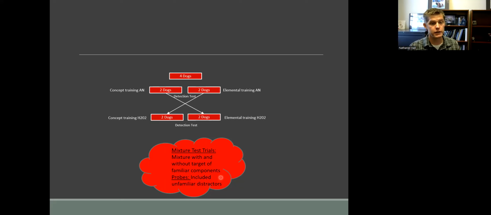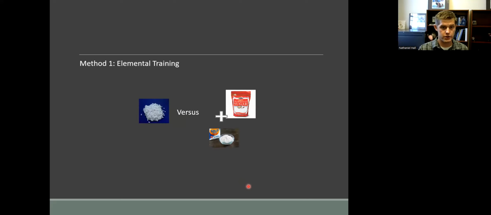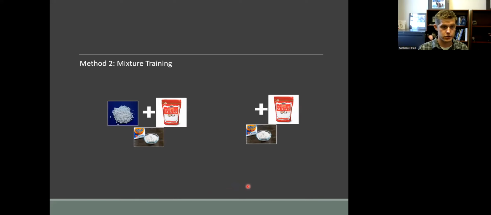And then we had probes that included unfamiliar distractors. So these would be trials where the ammonium nitrate was mixed with completely novel distractors that the dogs didn't receive in training. And the question is which group performed better: dogs that were trained with just ammonium nitrate versus distractors, or dogs that were trained with ammonium nitrate mixtures versus other mixture distractors? And this is what we found.